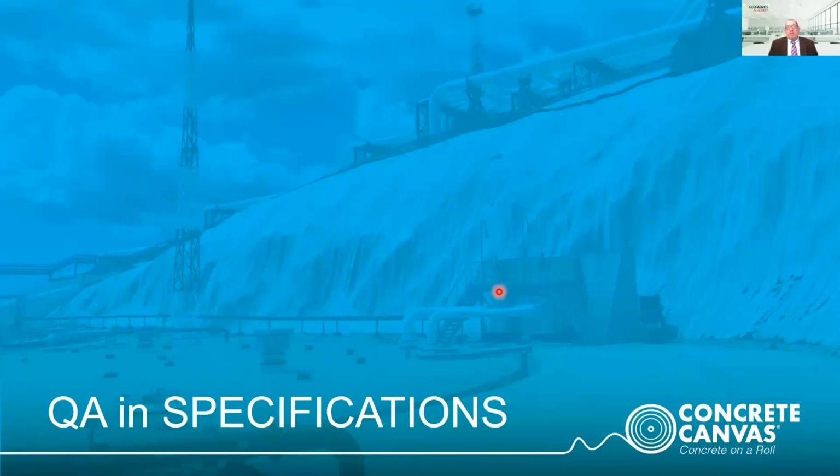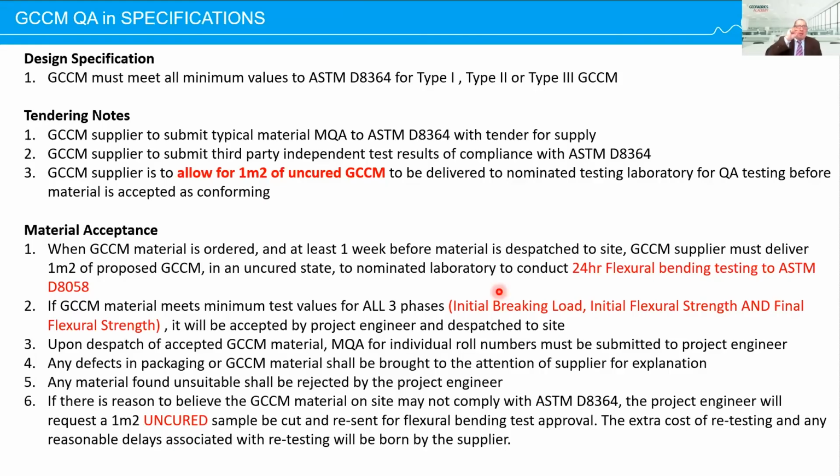The last thing I'll touch on before I finish off is QA and specifications, and that is the GCCM. So in your design specification, you select the type of GCCM, type 1, type 2, or type 3, and the GCCM must meet all minimum requirements according to that standard. In the tendering notes, I suggest you include GCCM supplied to submit typical material QA to ASTM D8364. So they must produce material QA with their tender for supply.